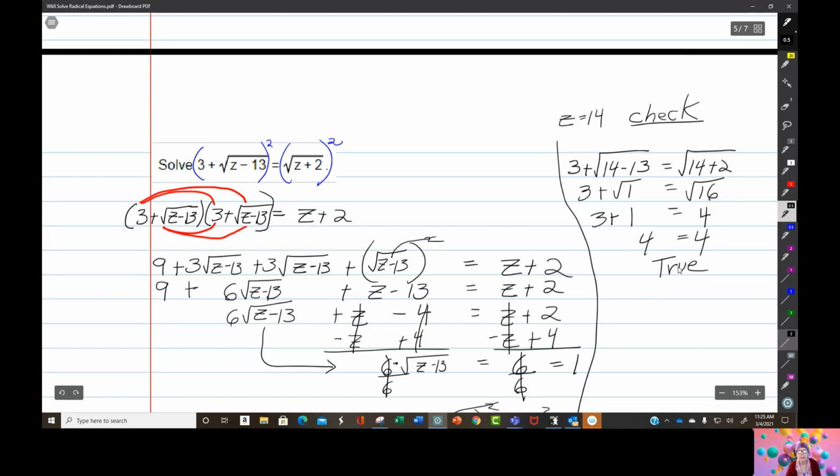Could we have gotten a false? Sure. If we had come up with the answer z equals 15, we would have gotten a false, which would have meant we had to choose the answer no solution, because there would be no solution. You're just lucking out, and I happen to choose problems that let you luck out.